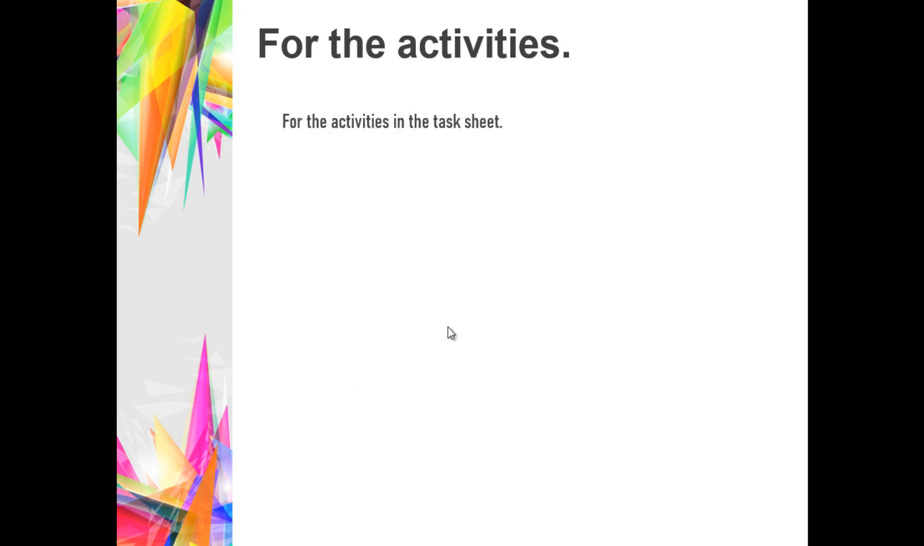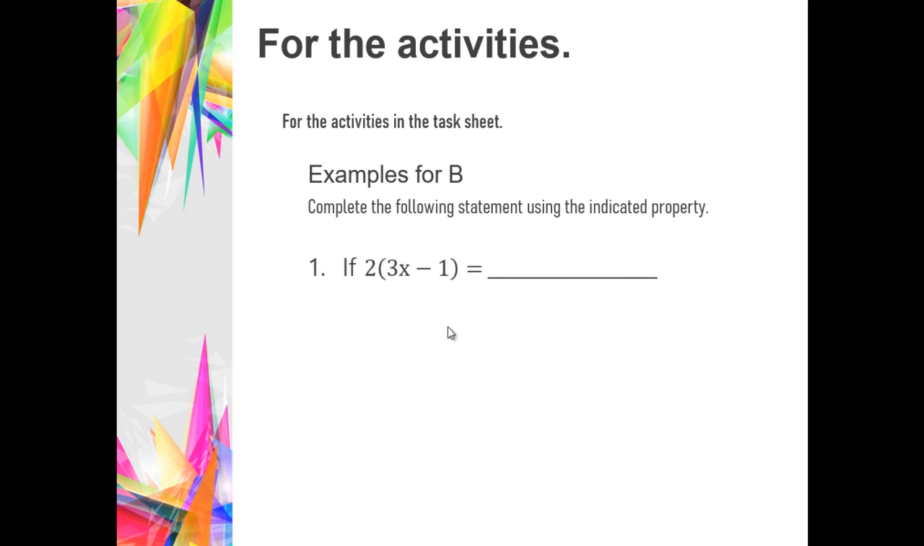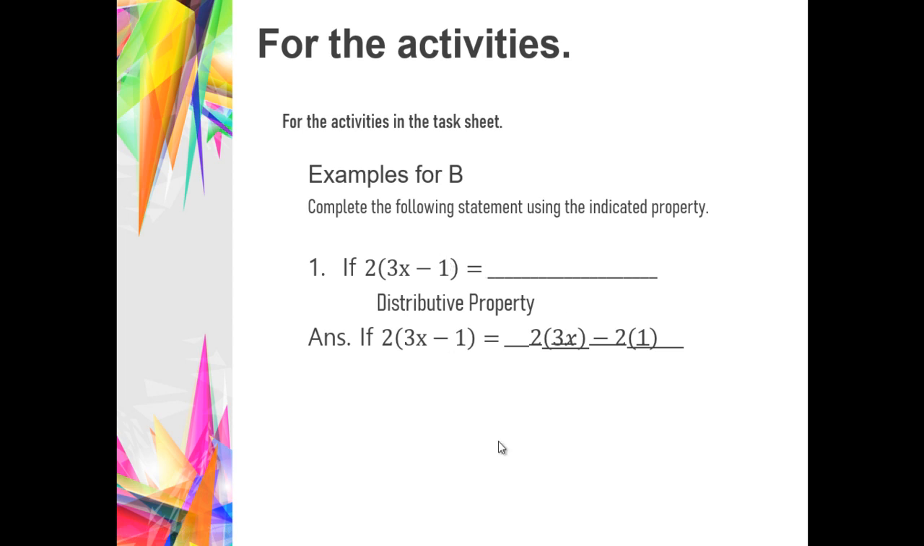For B, complete the following statement using the indicated properties. For example, I have 2 times 3x minus 1 equals blank. Using distributive property, you distribute 2 times 3x, 2 times 1. This is over subtraction, so it becomes 2 times 3x, minus 2 times 1. That's the answer. You write that in the blank, okay?